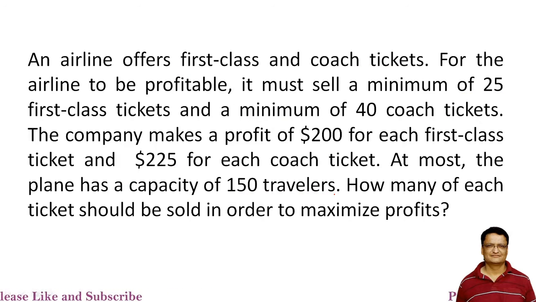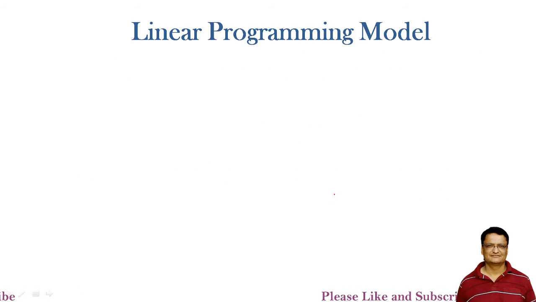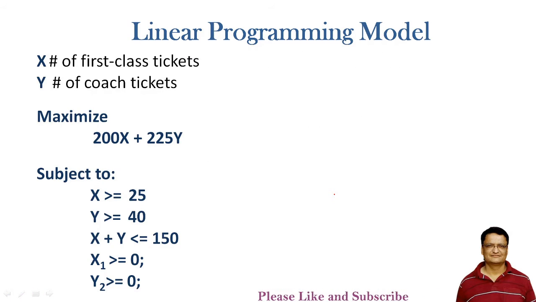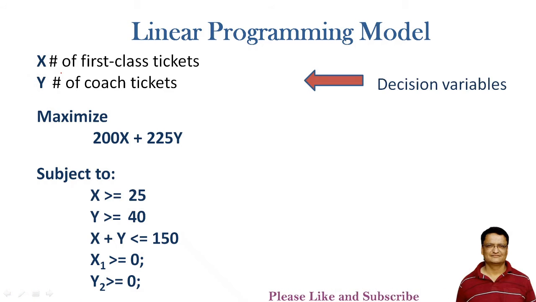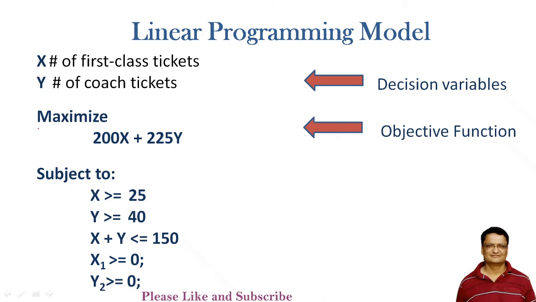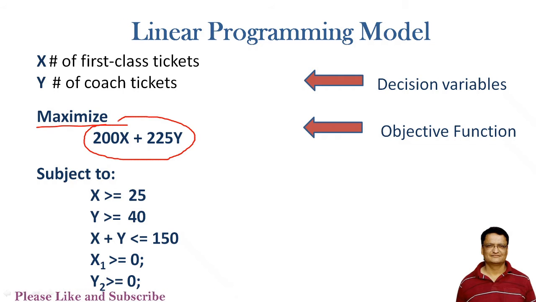Now, out of this problem statement, we have to formulate the linear programming model. So here is the linear programming model. We assume that X is the number of first class tickets and Y is the number of coach tickets to be sold so that we get the maximum profit. And this becomes our decision variable. Now, the objective function is to maximize the profit, and profit is given by this equation.